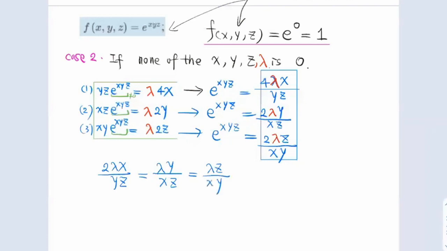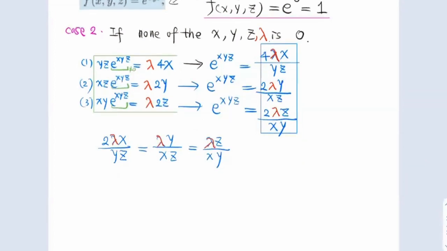You agree with that? Yes. So how do we solve this? We can get rid of the lambda. Divide all of this by lambda because lambda is not 0. So the lambda divides out, and that looks a little bit simpler. And then what can we do? We can cross multiply. So 2x times this. So we can cross multiply.